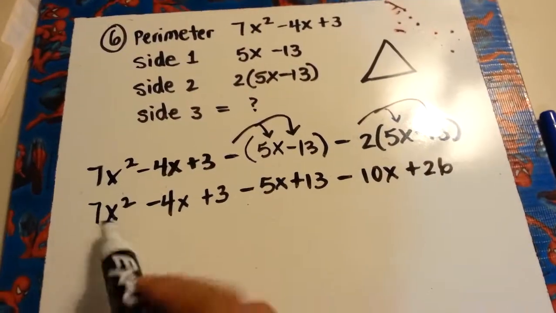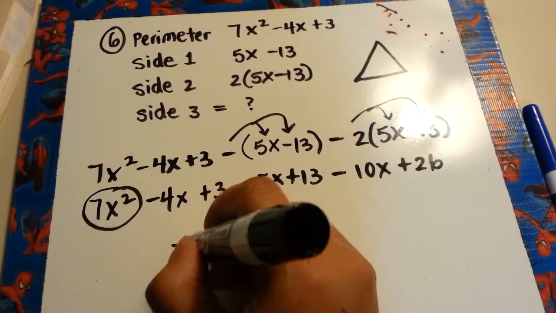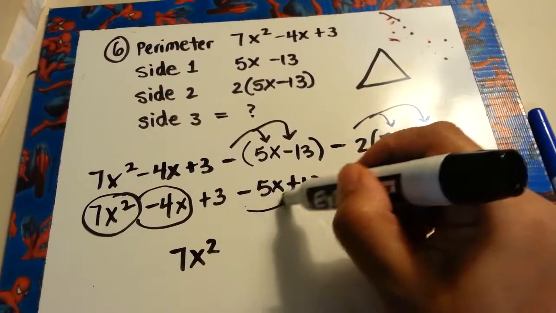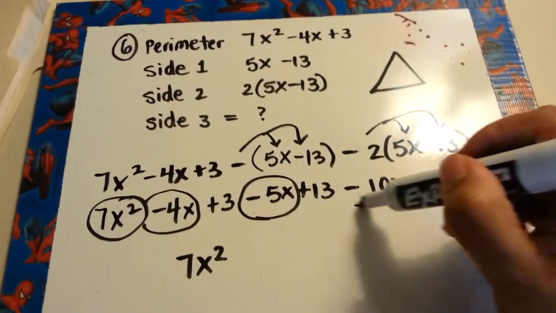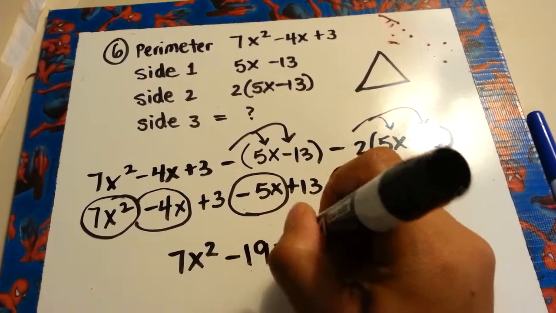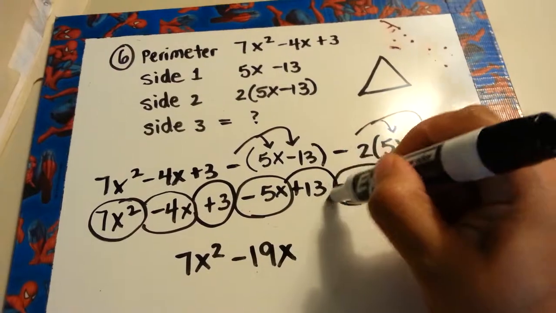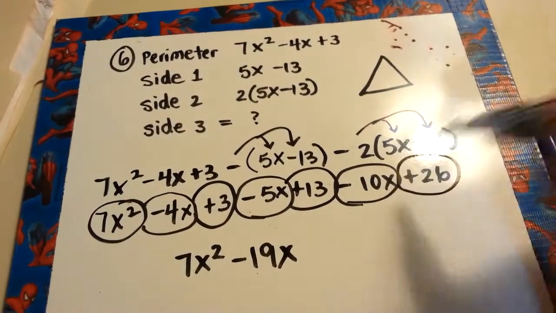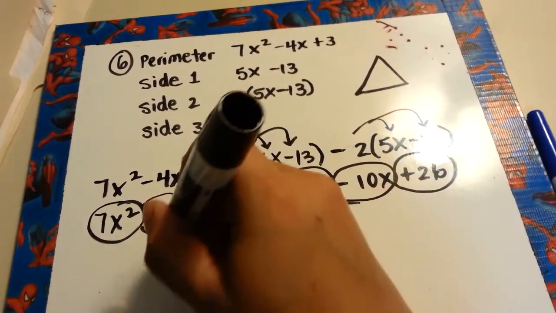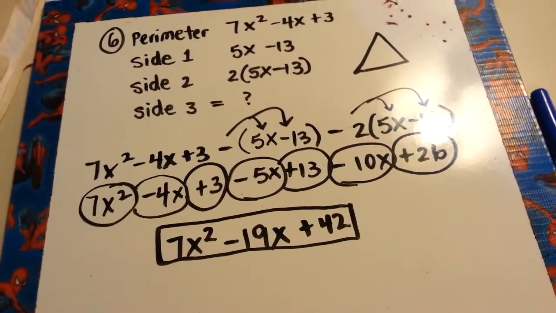And now you combine like terms. 7x squared is the only term. Minus 4x, minus 5x, minus 10x. So it's minus 19x. And then 3, 13, and 26 is plus 42. Okay. And that would be the missing side.